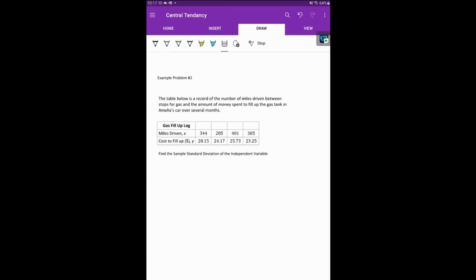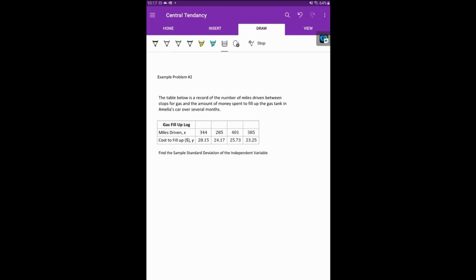So let's look at a problem here. We have a table, and it's a record of the number of miles driven between stops for gas and the amount of money that's spent to fill up the gas tank in Amelia's car. The question asks us to find the sample standard deviation of the independent variable.